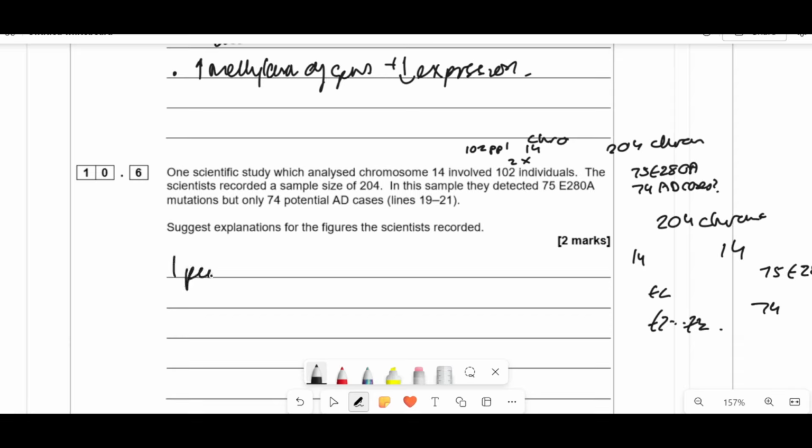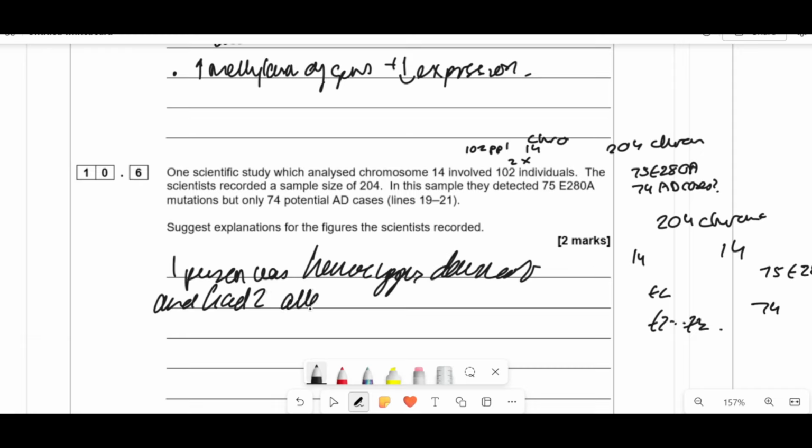It must have been that one person was homozygous dominant and had 2 of these alleles. Because remember, that's why they had 102 individuals, 102 chromosome 14s, right? But you're going to get 204 of them because there are 2 copies of them.